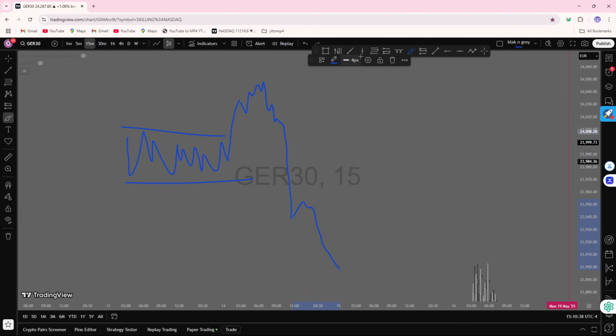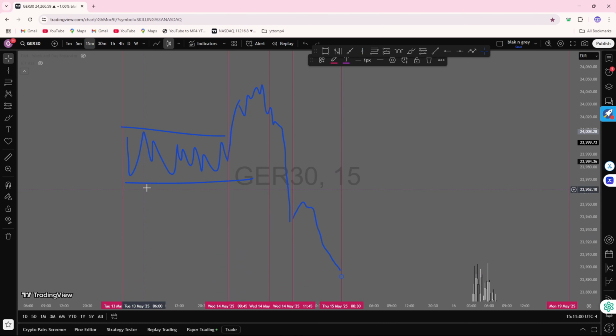But anyway, these are just the different phases. So let's say I'm breaking them up into different phases over here. You see that, okay, cool. This is the accumulation phase. We'd have the manipulation phase in this area over here. Then we're going to have the distribution phase in this area. Then we're going to have the reversal continuation phase in this area over here.